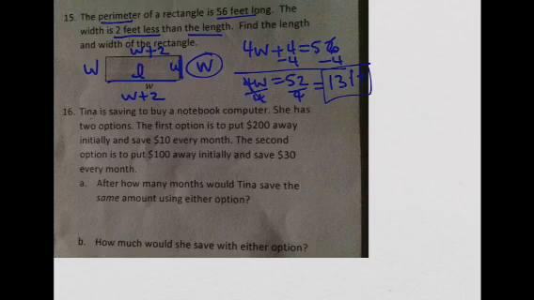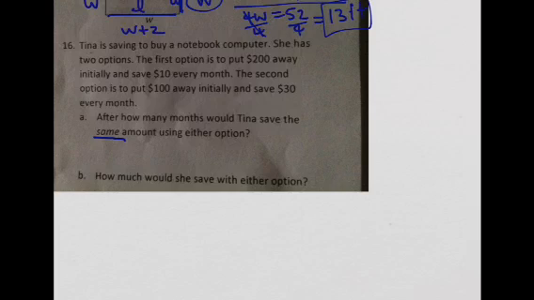Okay. Number 16, Tina's saving to buy a notebook computer. She has 2 options. The first is to put $200 away initially and save $10 every month. The second is to put $100 away initially and save $30 every month. After how many months would Tina save the same amount of money using either option? So here the key is the same amounts, right? So let's move this up a little bit. In the first one, she puts away $200 initially and then $10 every month.